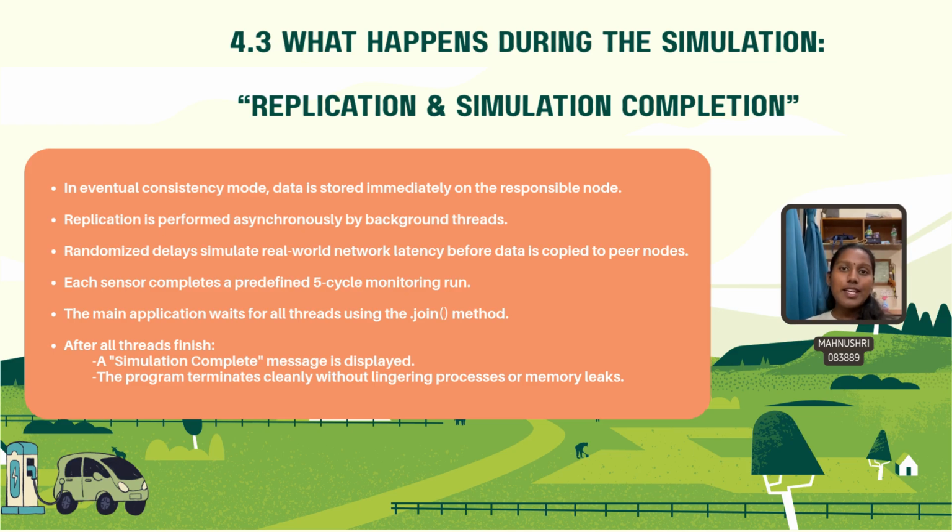So after the data has been stored, the system performs replication to improve reliability and fault tolerance. In eventual consistency mode, the responsible node stores the data immediately and allows the sensor thread to continue without waiting. Replication is then handled asynchronously by background threads. These background threads introduce random delays to simulate real-world network latency before copying the data to other nodes in the cluster. So each sensor thread completes a total of 5 monitoring cycles.